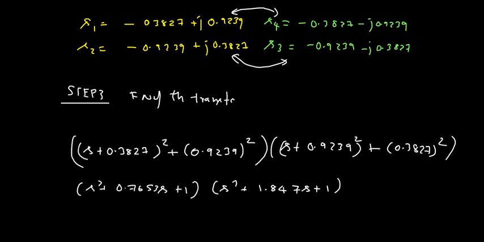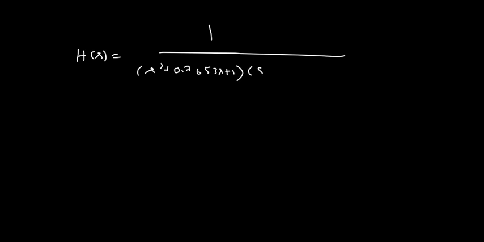Now based on this I can write the transfer function. So my transfer function is H of S equals 1 by S square plus 0.7653 S plus 1 into S square plus 1.8477 S plus 1. Okay, whatever transfer function we have obtained is nothing but a normalized transfer function. We took n equal to 4, we found the 4 roots, and based on that we have found this. For this transfer function omega c is 1 radians per second.